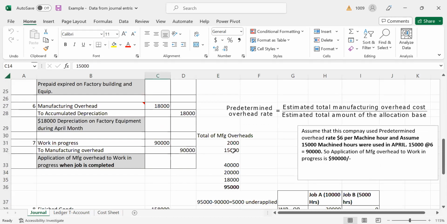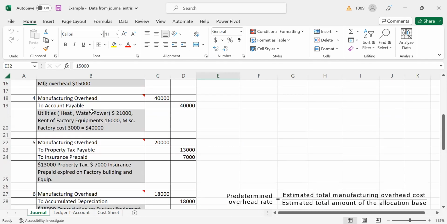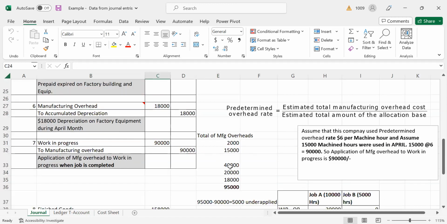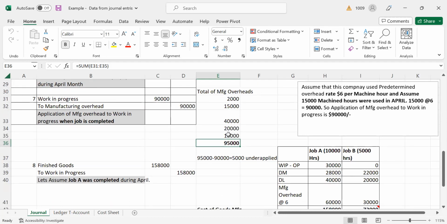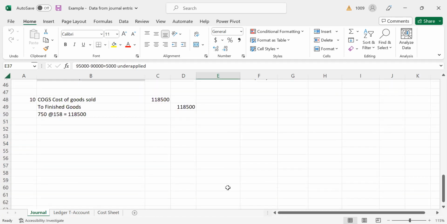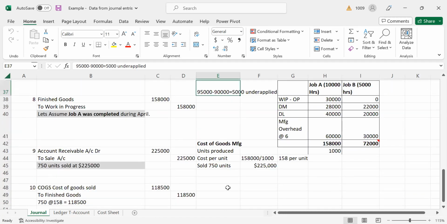Now we have calculated 15,000. Then we have manufacturing overhead 40,000, then again 20,000. So all kinds of manufacturing overhead we have added here, and 18,000 is the depreciation. The total is 95,000, the manufacturing overhead. Applied is this much, so this is the actual one. Applied is less, so it means under applied. So 5,000 is under applied over here.